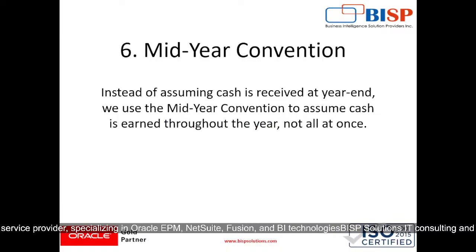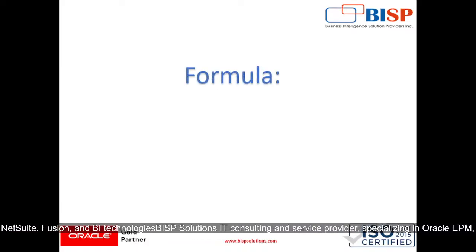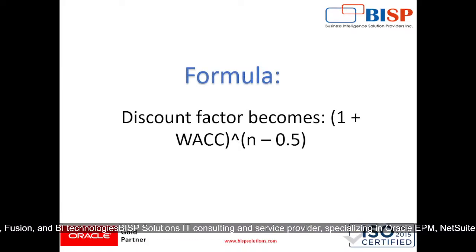So afterwards, mid-year convention. Instead of assuming cash is received at year end, we use the mid-year convention to assume cash is earned throughout the year, not all at once, right? So for calculating mid-year convention, the formula is discount factor becomes 1 plus WACC to the power n minus 0.5. Why 0.5? Because at the end of the year we are not getting the money. We can get it in 6 months or 5 months. So that's why it will be calculated with 0.5, right?